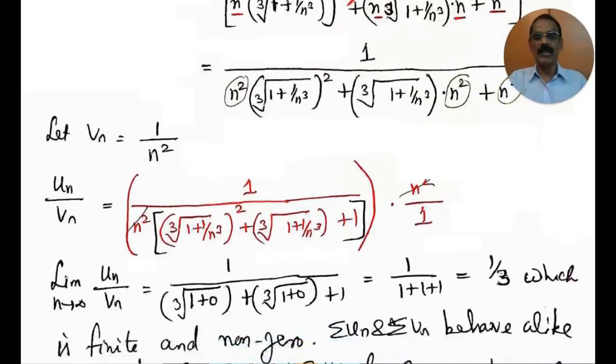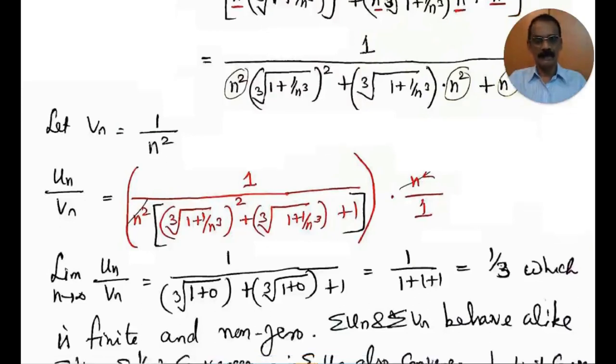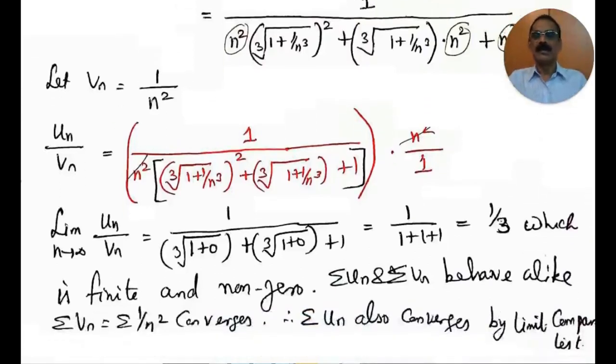These are the two conditions of the limit comparison test. The limit comparison test says that if the limit of Un by Vn is finite and non-zero, then the series Un and the series Vn behave alike. But here, the limit of Un by Vn is 1 by 3, which is finite and non-zero. Therefore, by the limit comparison test, series Un and series Vn behave alike.